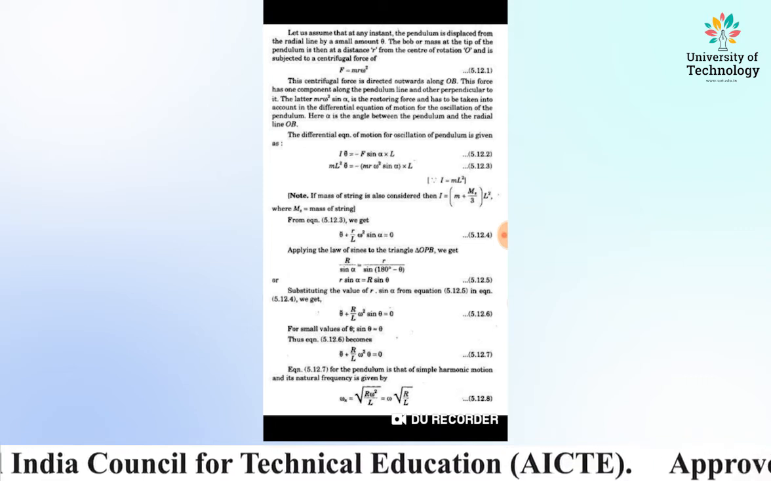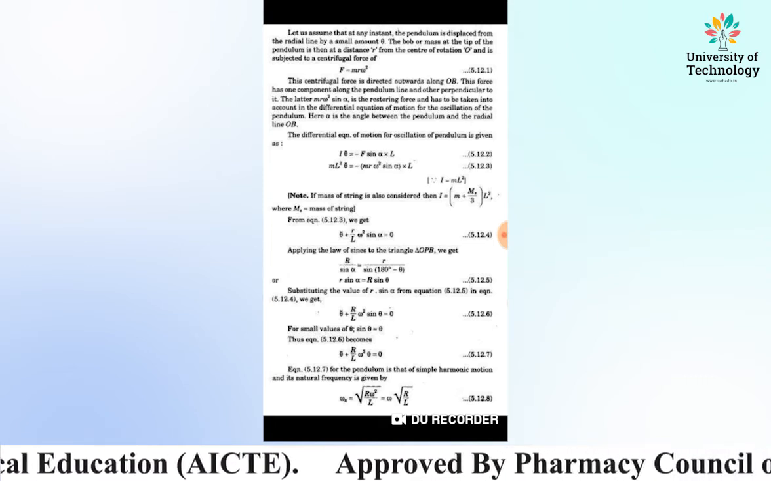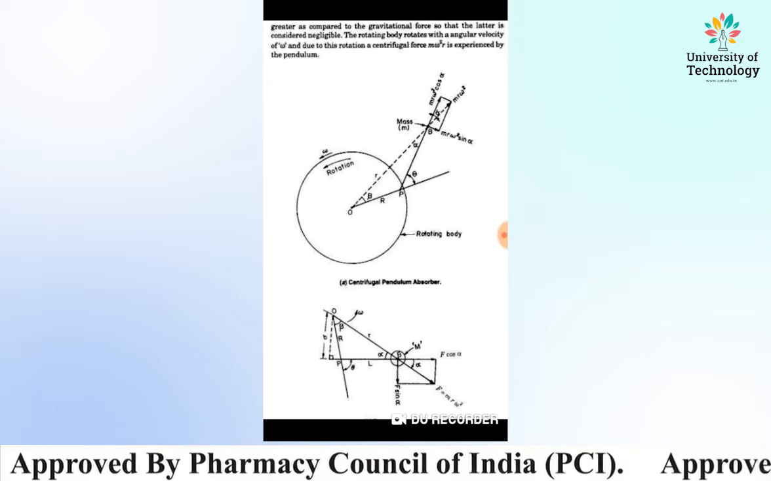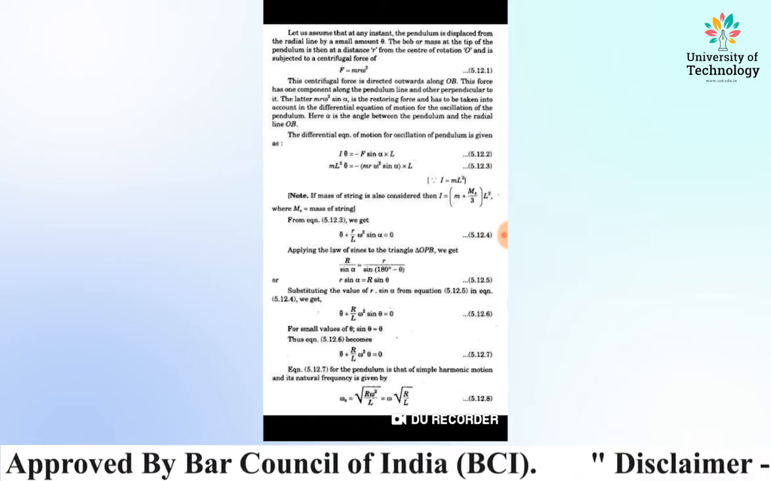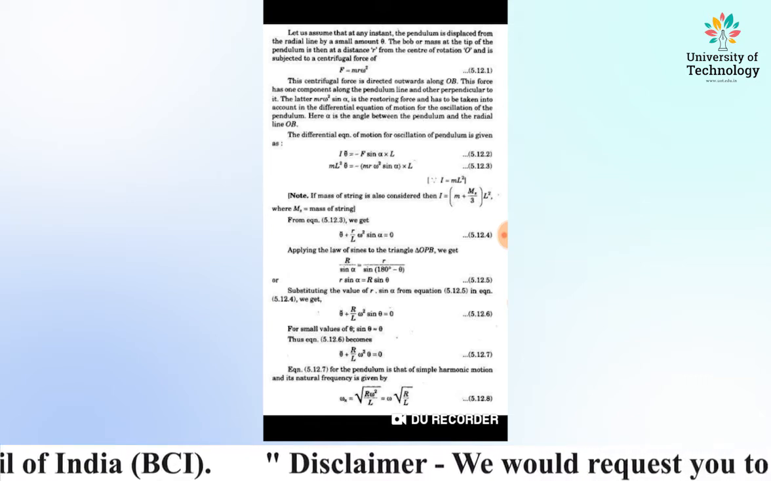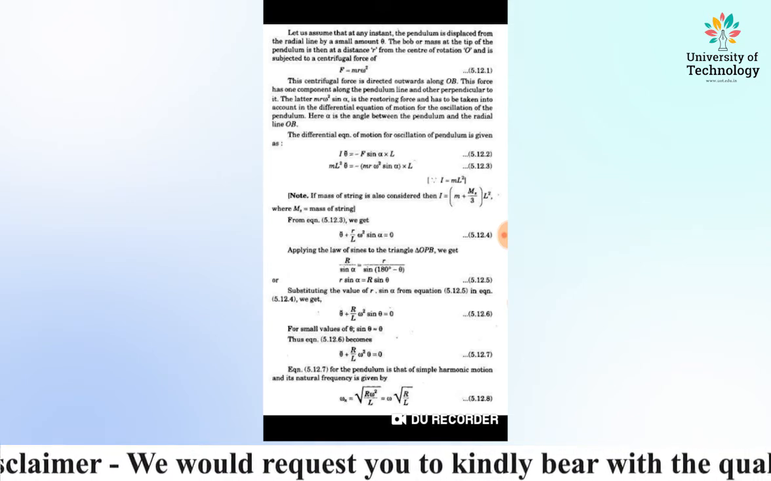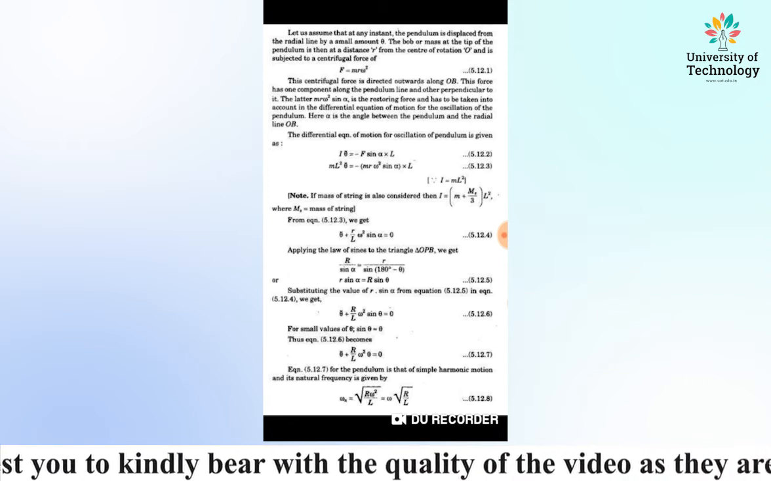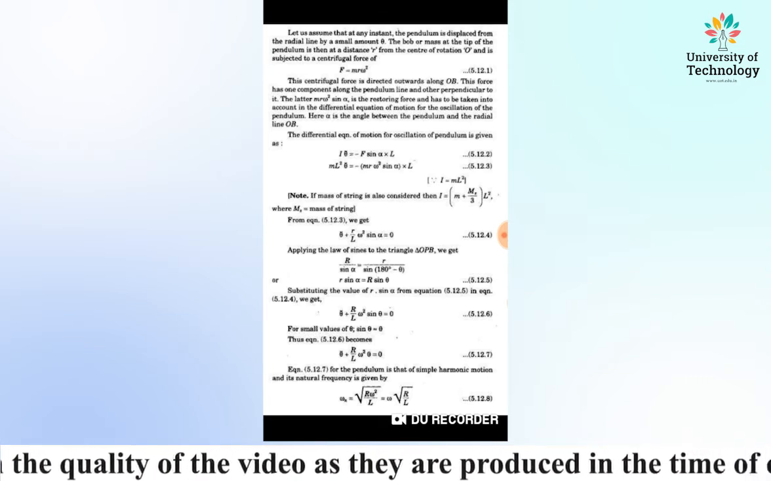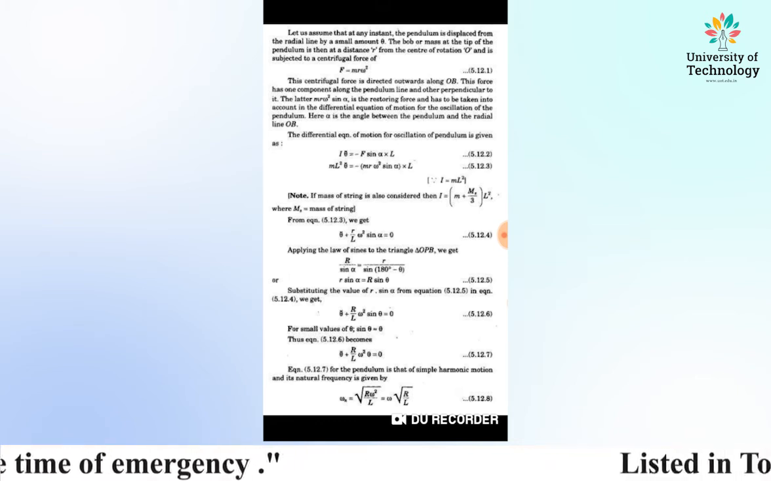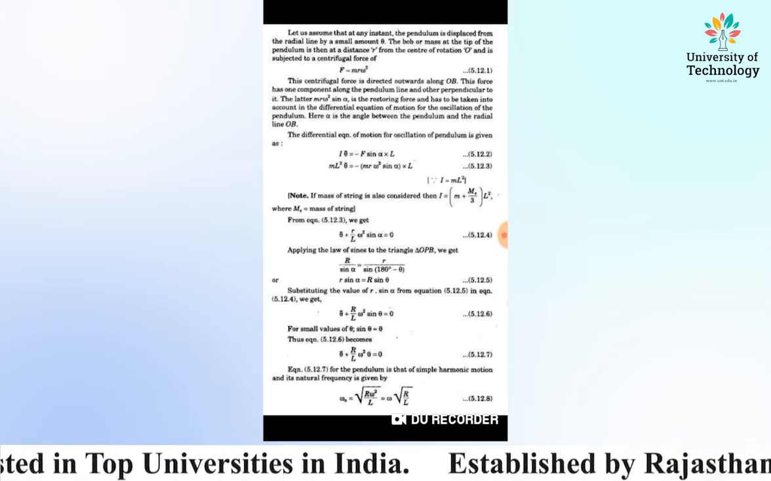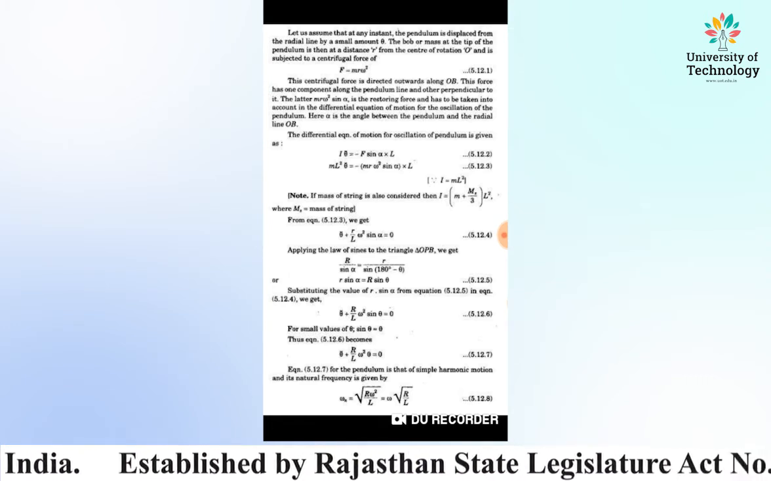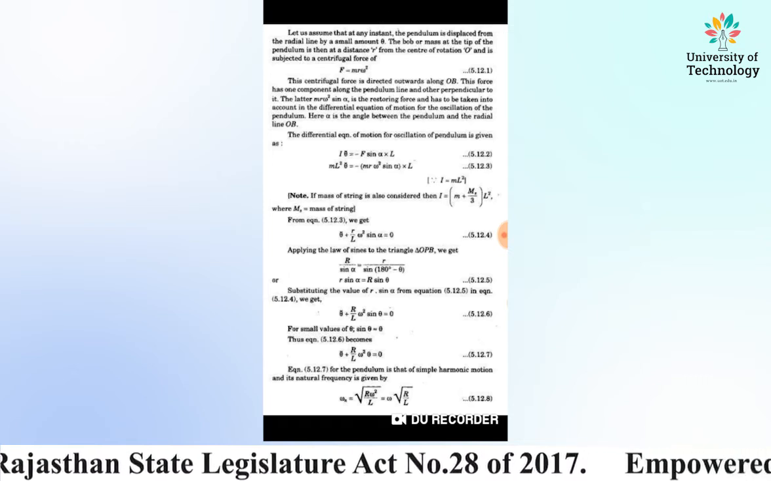By applying the sine rule on the triangle OPB that is shown in the diagram, we get capital R upon sine alpha is equal to small r upon sine of 180 minus theta. Then we get small r sine alpha is equal to capital R sine theta. Substituting the value of r sine alpha from the above equation into the equation theta double dot plus r by L omega square sine alpha is equal to 0.